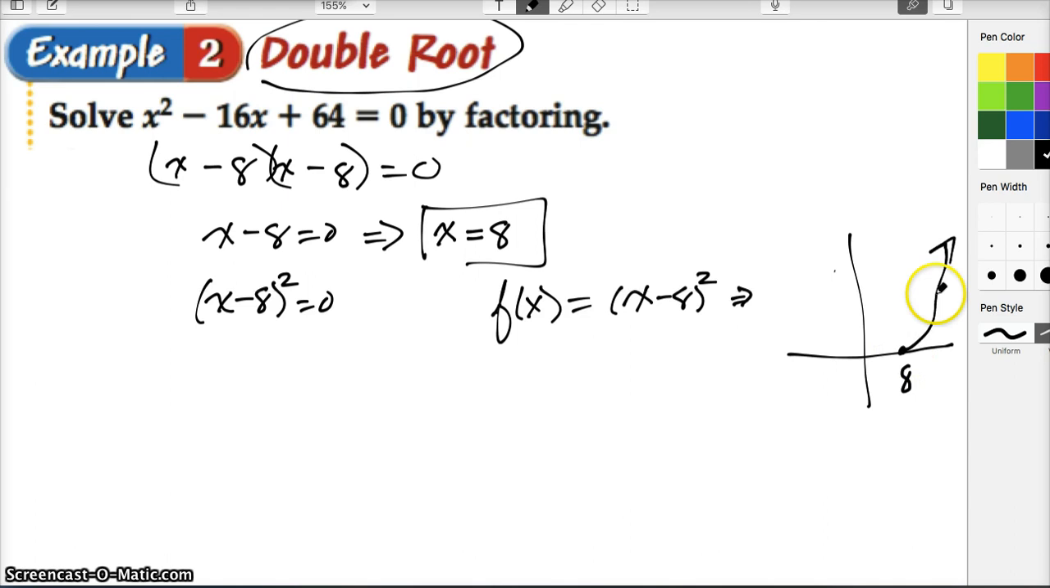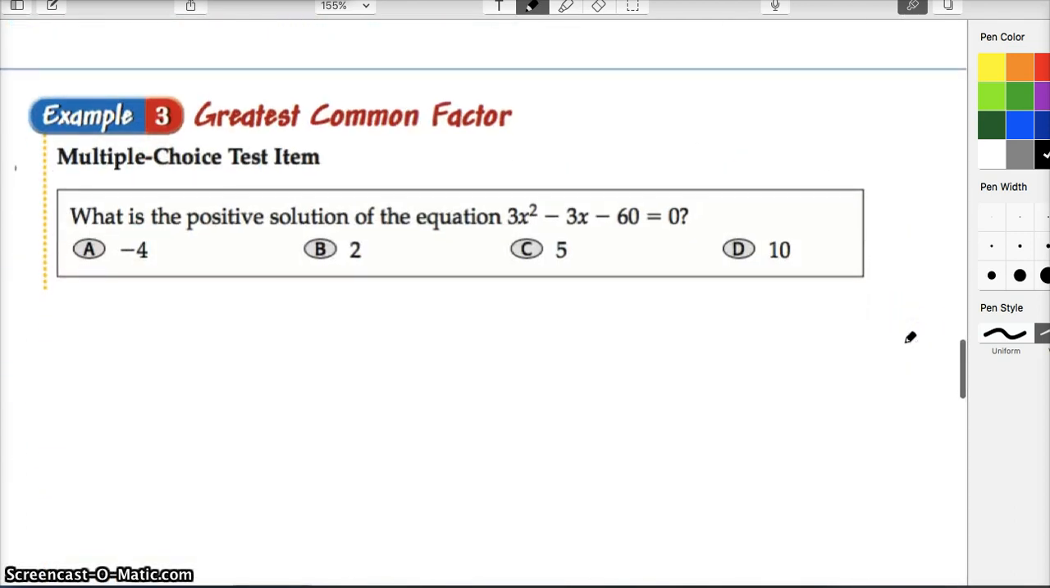All right, so we have this type of a parabola where it touches once. And yeah, so this is what a double root looks like. It's kind of a misnomer, right? Because it's not quite double in terms of what you're looking at.